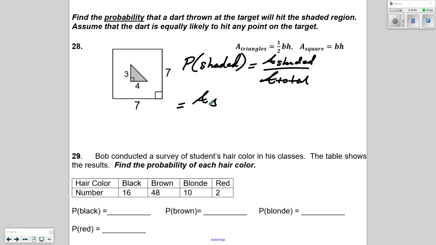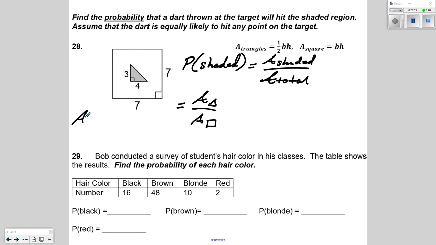So we can really say we just got to figure out the area of the triangle divided by the area of the total region, and that total region is really a square. So if we can find the area of that triangle and the area of the square, we can find the probability that a randomly selected point lies in the shaded region.